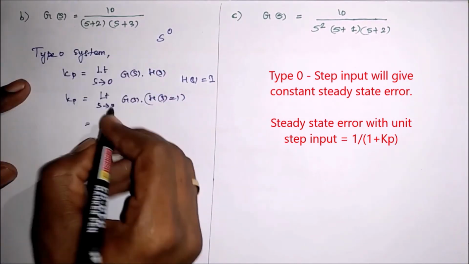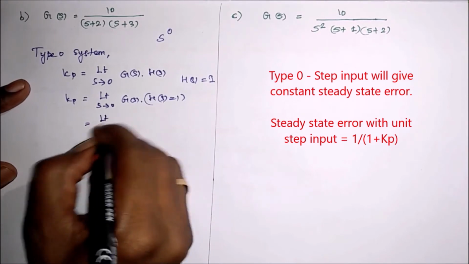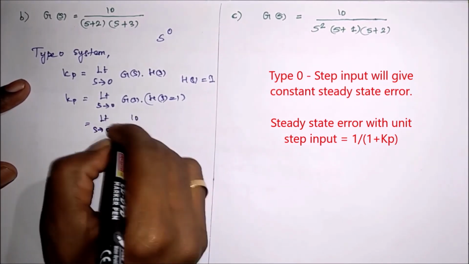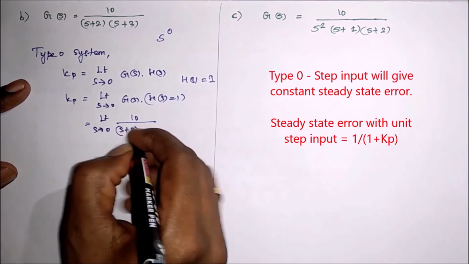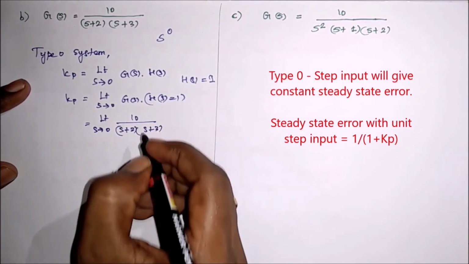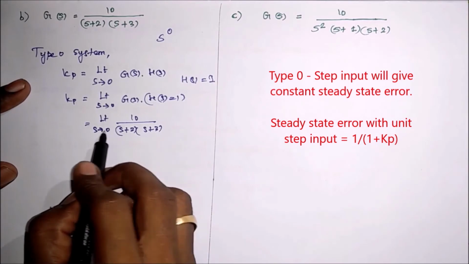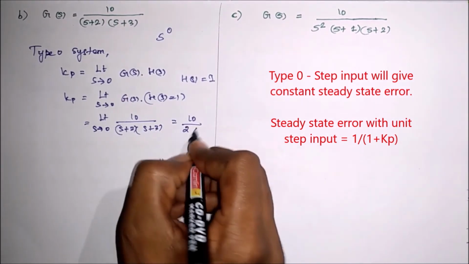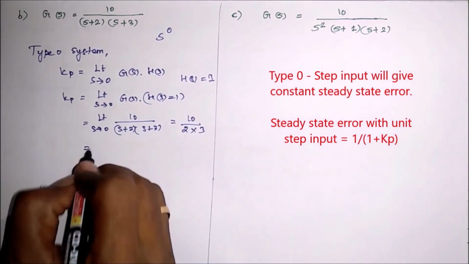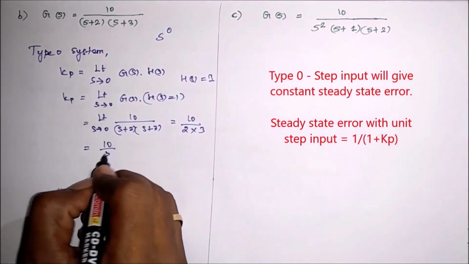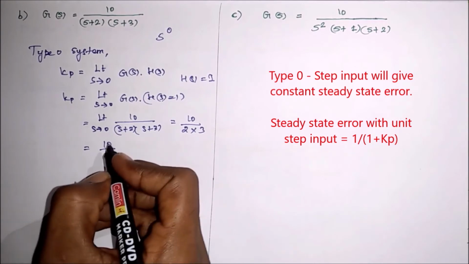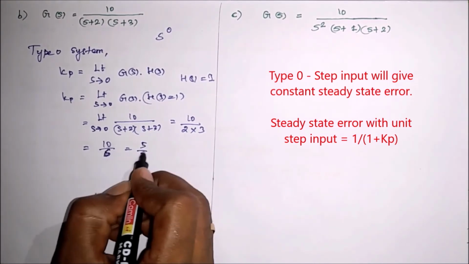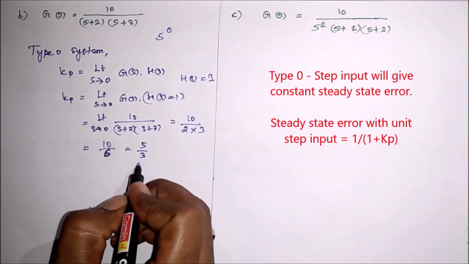So here G(s) is limit s tends to 0 of 10 divided by (s plus 2) into (s plus 3). Now we have to substitute s equal to 0. Therefore, this will become 10 divided by 2 into 3, which is 10 divided by 6. So after simplifying, we will get 5 divided by 3.